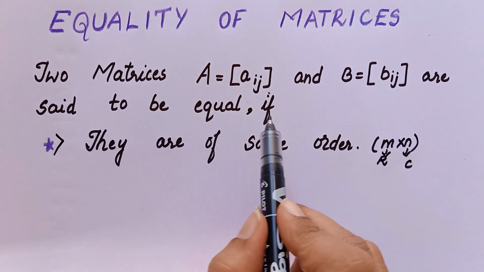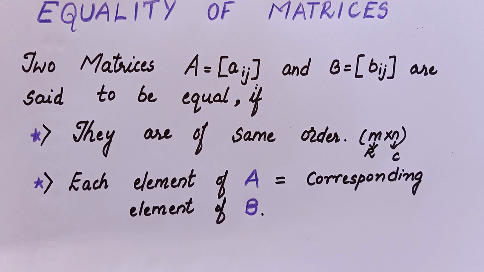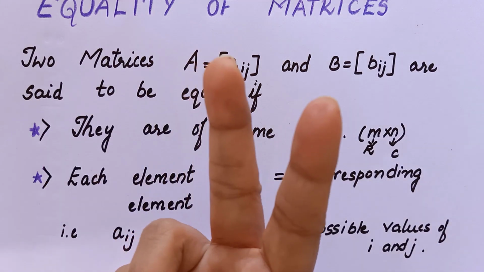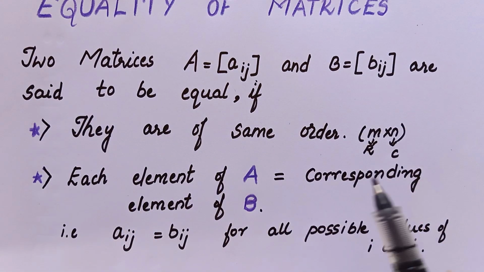then you can say that they are equal, if they also satisfy the next condition. Not only the same order, the second condition is that each element of A is equal to the corresponding element of B. Means if the element lying in the first row first column is equal to the element lying in the first row first column of the second matrix, then you can say that the matrices are equal. The first condition is that they are of the same order, and the second one is that the corresponding elements of A and B are equal.